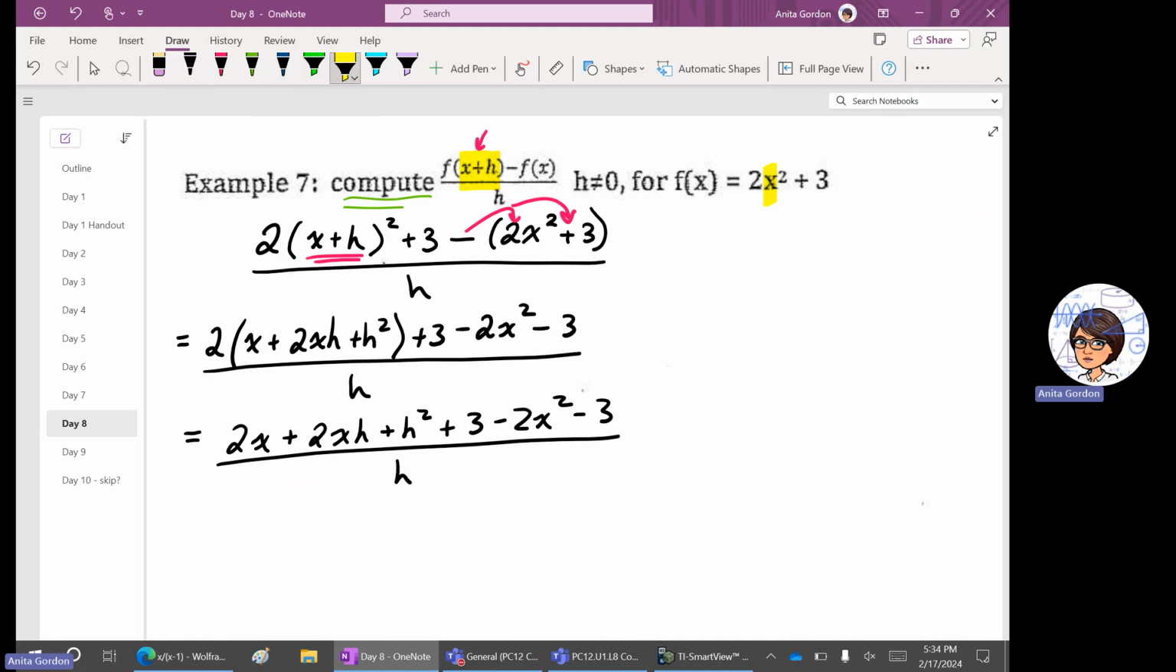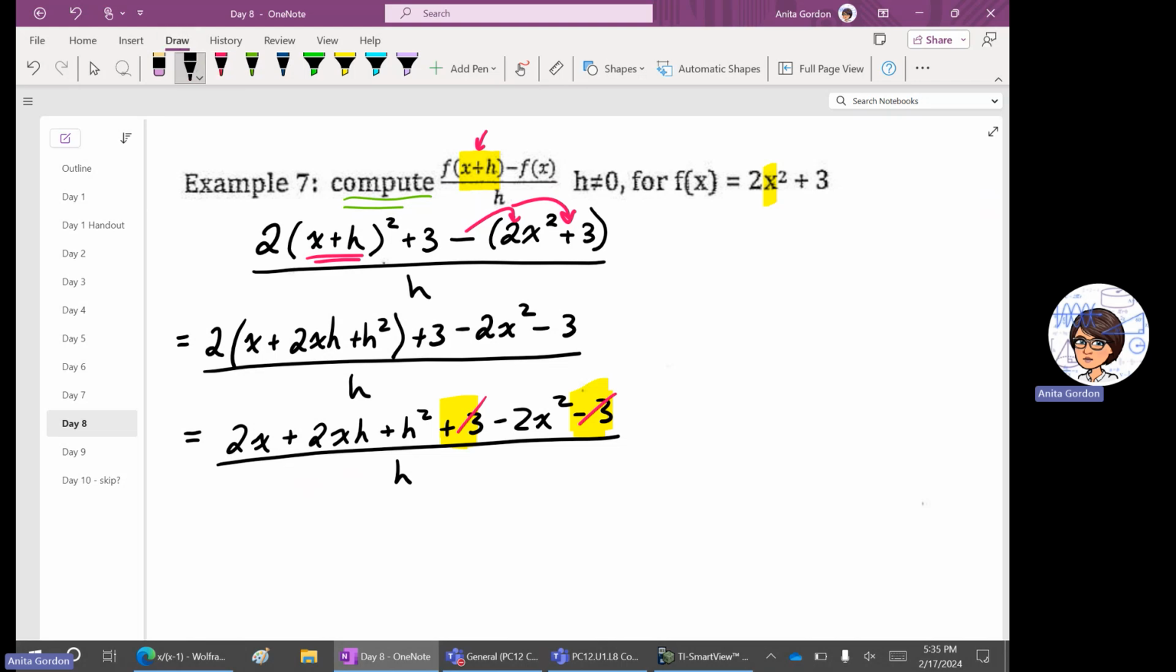Now I have to collect like terms. I have a positive 3 here and a minus 3 here, so they cancel. They go away because 3 minus 3 is 0. Then I'm looking for some other common terms. Can I put anything else together?